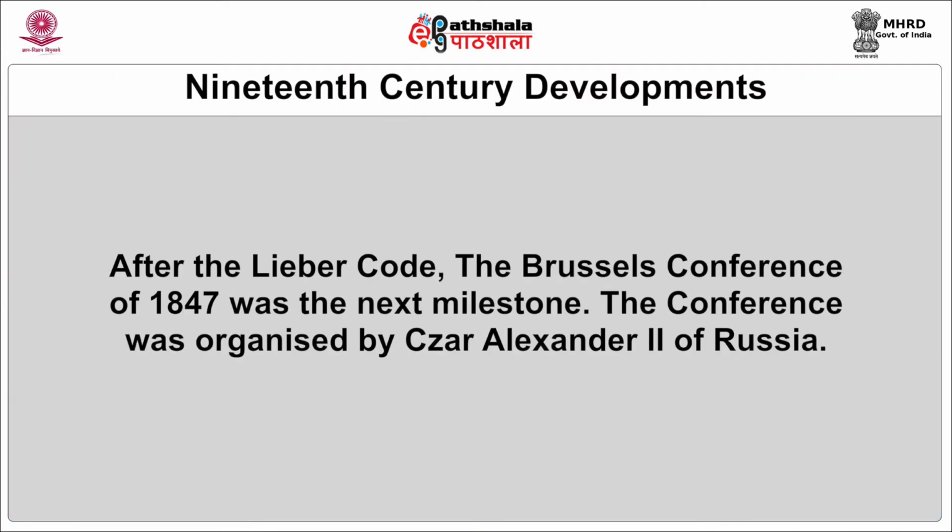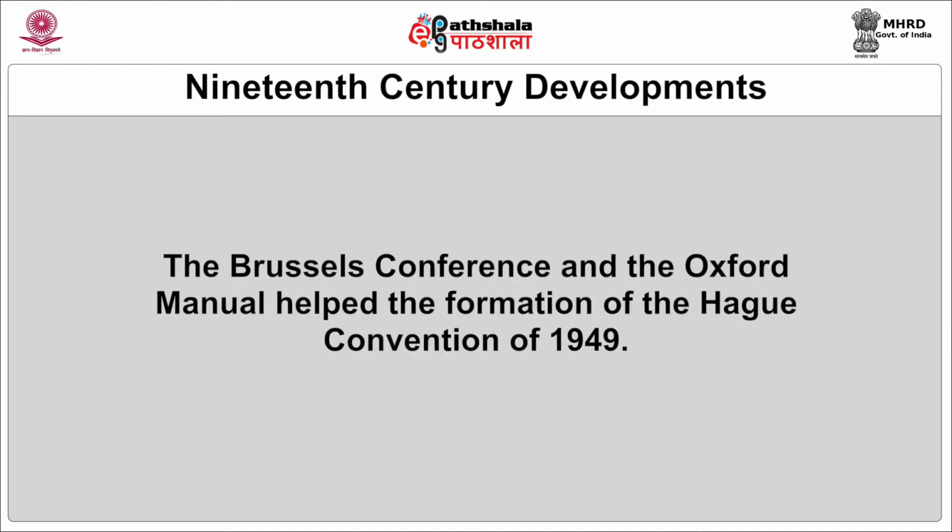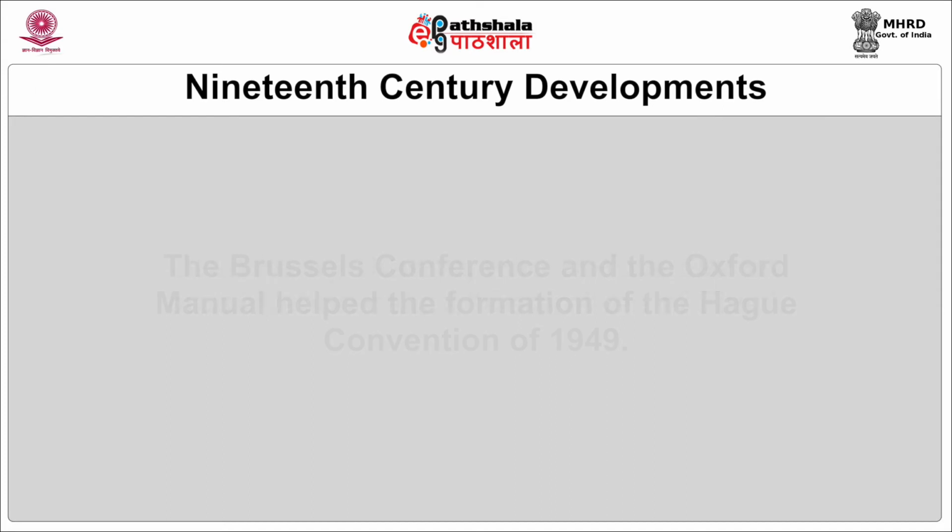After the Lieber Code, the Brussels Conference of 1847 was the next milestone. This conference was organized by Tsar Alexander II of Russia. The Brussels Conference and the Oxford Manual helped the formation of the Hague Convention of 1949.